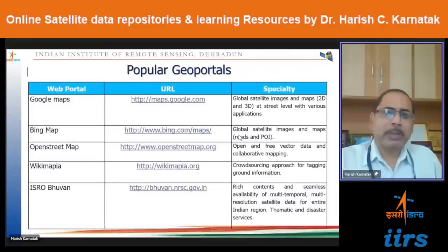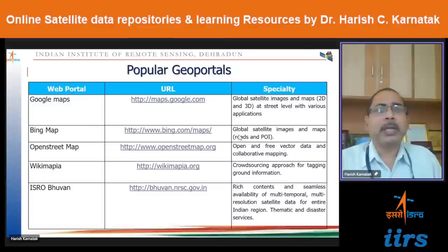These are portals, websites, you may know about them, like Google. Google is giving a lot of satellite data free of cost to the user community, 2D data, 3D data. Look into this data with a different perspective. See what kind of additional information you can extract from this website. Of course, this is a commercial website. It may not allow you to download the data, but there are websites which will allow you to download the data physically onto your local computer as well.